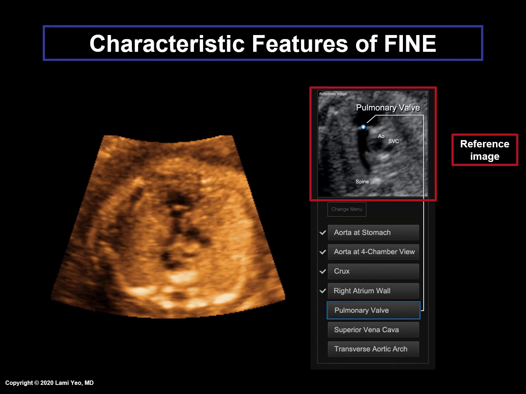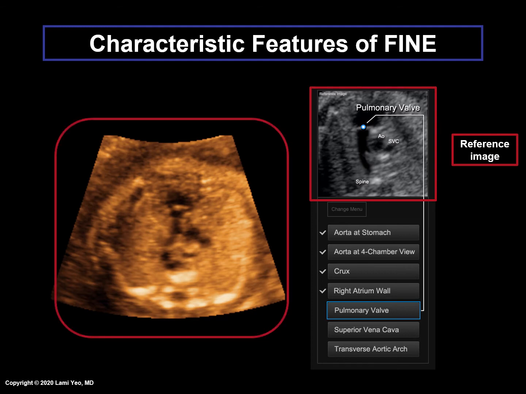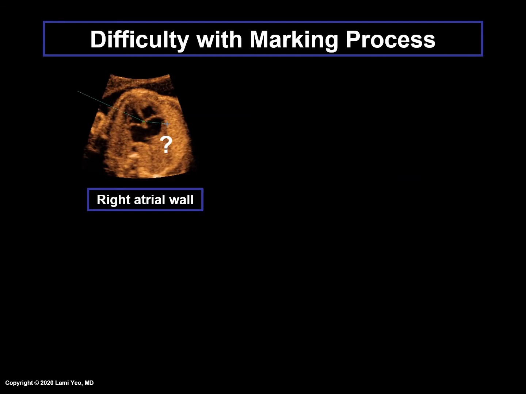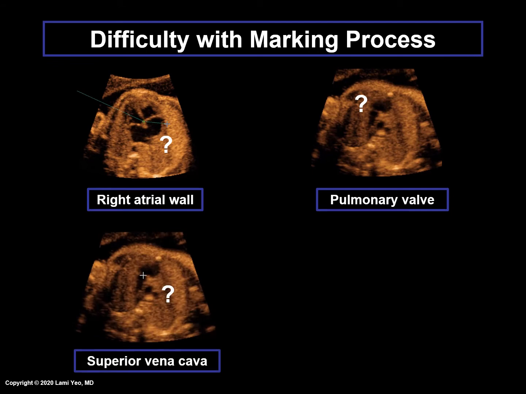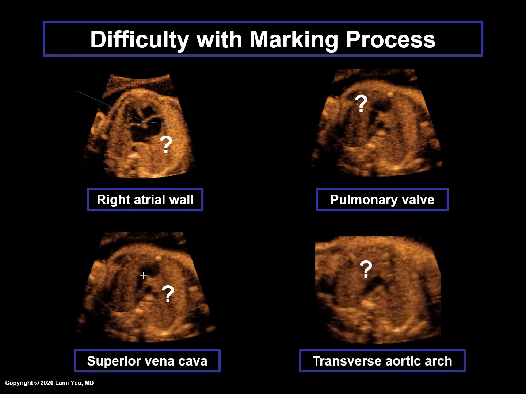In addition, FIND automatically scrolls through the stick volume to the plane of the most likely location of the anatomical structure to be marked. Therefore, in this example, FIND will automatically present the plane to mark the pulmonary valve. Yet sometimes, for some users, there may be difficulty with the marking process. For example, if one is not familiar with fetal anatomy or there is poor visualization. This applies mainly to the right atrial wall, pulmonary valve, superior vena cava, and the transverse aortic arch.